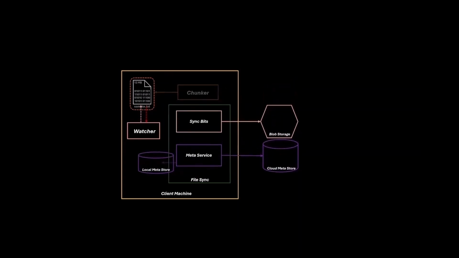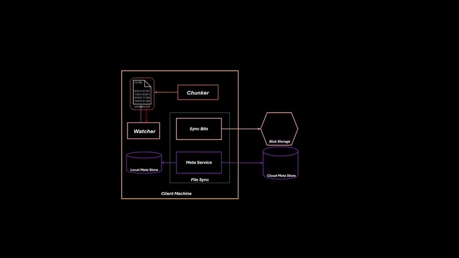So how do we chunk the data? This is the chunker service. Whenever a change is detected through other components like the sync bits service and watcher service, the chunker gets the command to chunk the data in bits and pieces, and then it sends those chunks to the underlying components or services like the sync bit service and meta service.